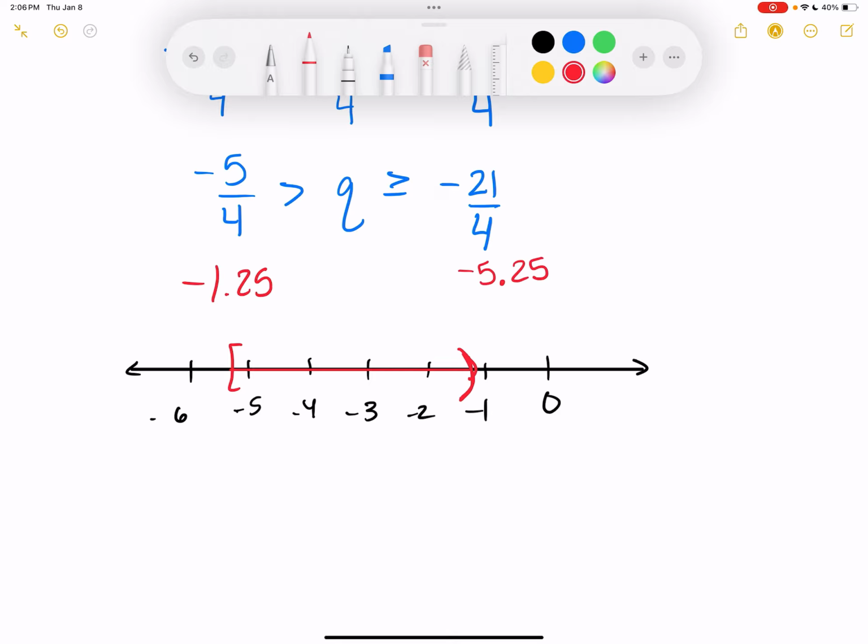Okay, those are and problems. Questions about and. How about or? We're getting ready to do or.